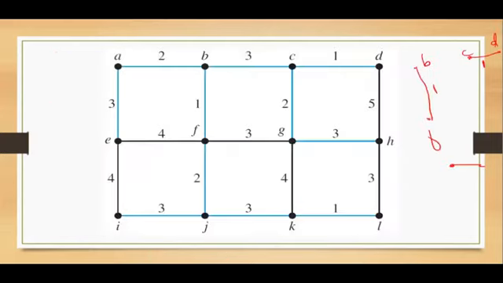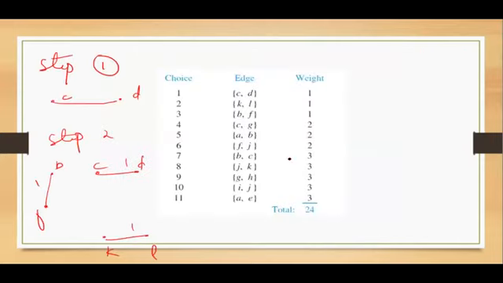Next, the next minimum was CG, FJ, AB. So let's check whether we can take all the 3 or whether they form a circuit. So we are taking CG, FJ and AB. Yes, we can take all the three. So let's just write it. CG, the weight is 2. FJ, the weight is 2. And then we have AB with the weight 2.